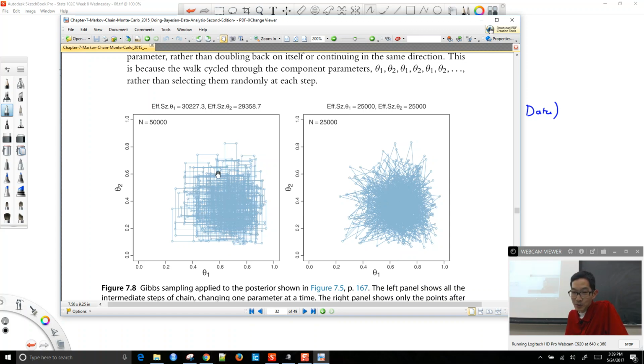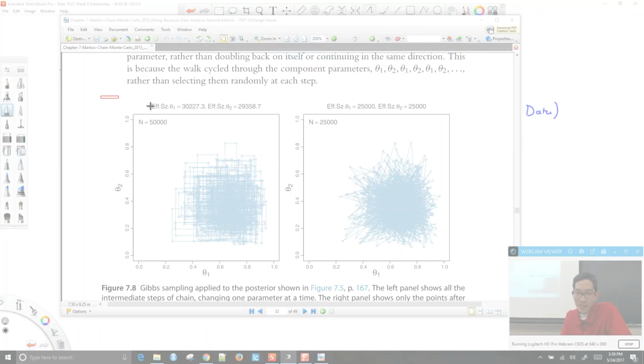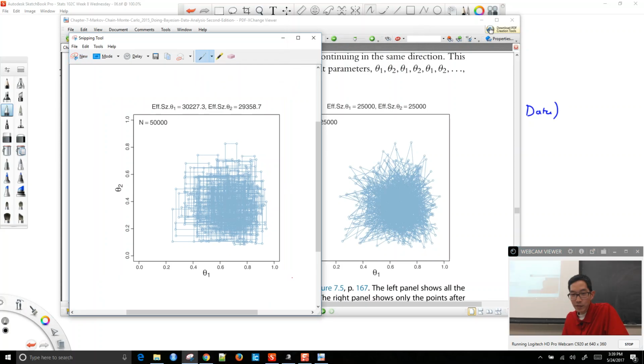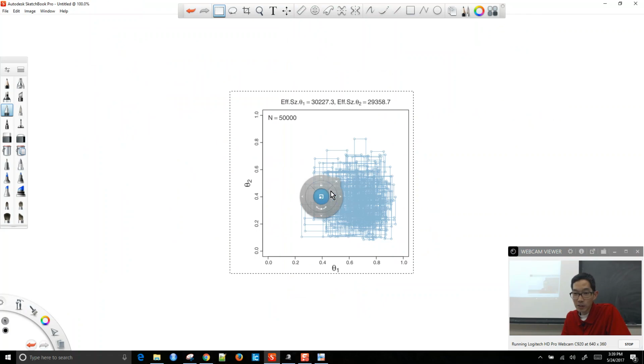Okay, so this one is Gibbs, and this one is Metropolis, right? So after many iterations of the Gibbs sampler, we're going to end up getting something that looks like this.